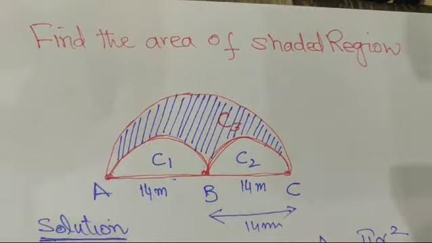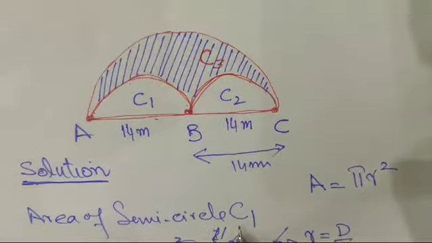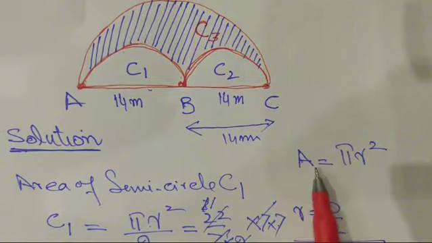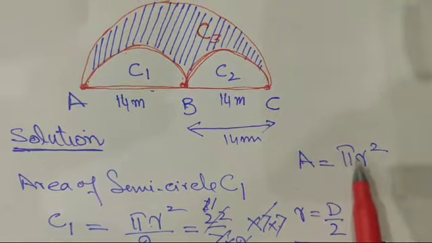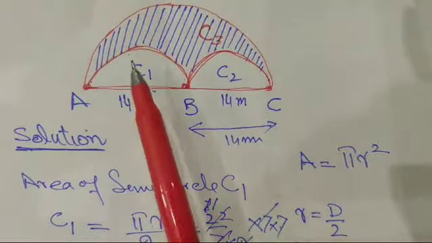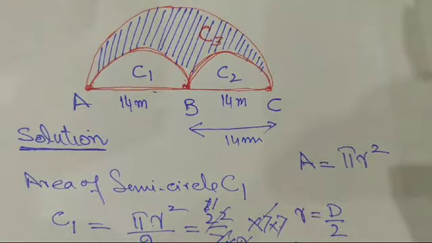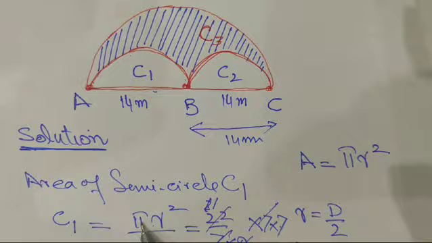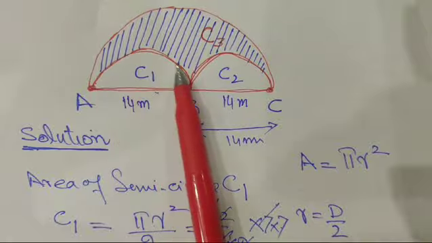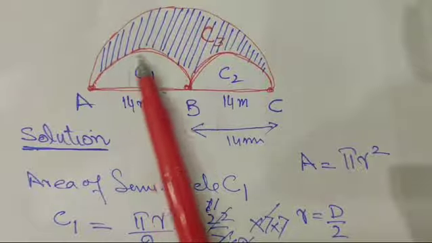As we know, the general formula for the area of a circle is pi r square. Area of a semicircle C1 is equal to pi r square by 2. I have divided pi r square by 2 because this is not a complete circle, but a semicircle. So the area will be half of the circle.